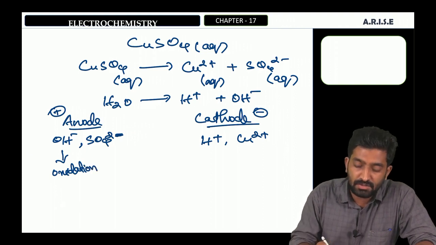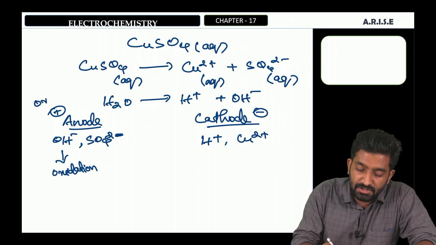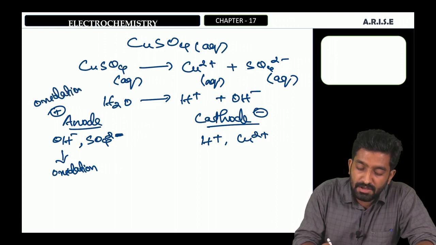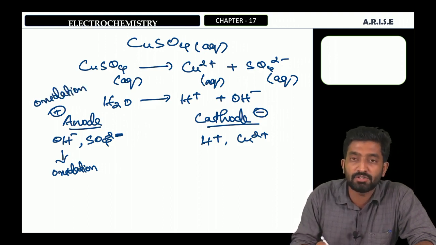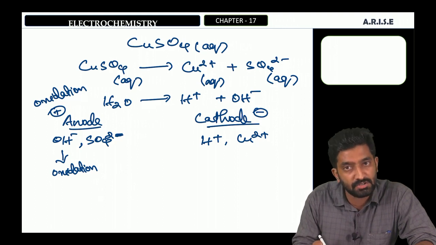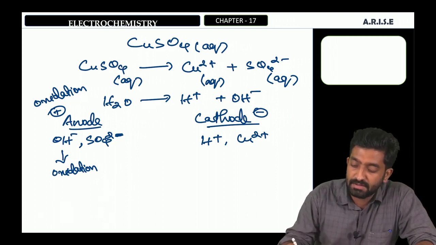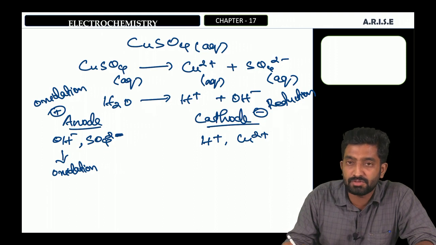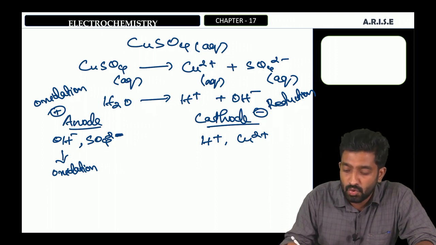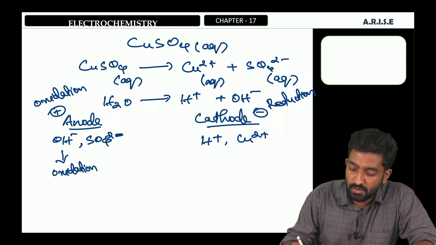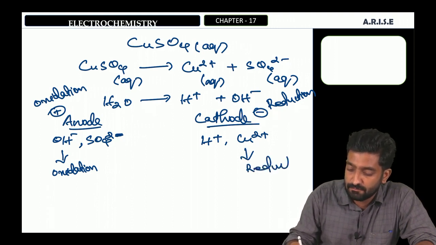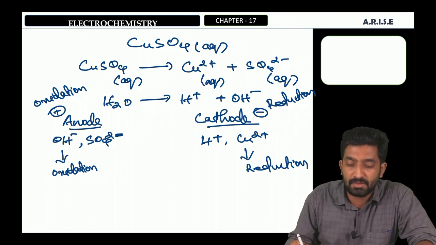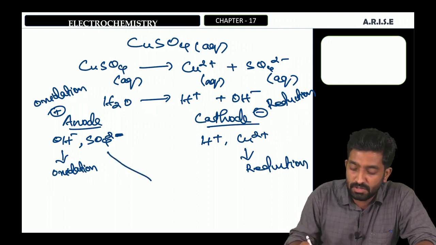Then here the OH- ions will undergo oxidation. Reason? The anode undergoes oxidation reaction, and the highest oxidation potential is for OH- as compared to SO4 2- ion. And the cathode undergoes reduction, and highest reduction potential is for Cu2+ ion as compared to H+ ion. Therefore, Cu2+ ions will undergo reduction, and the remaining ions will go to the solution.